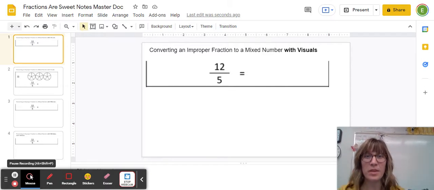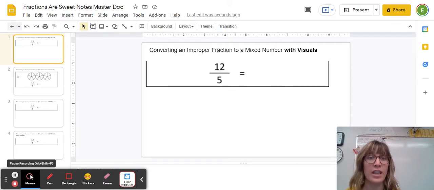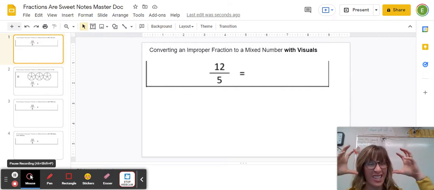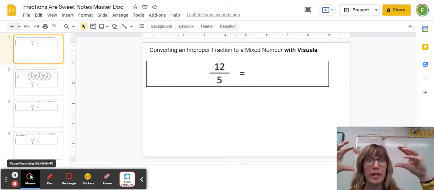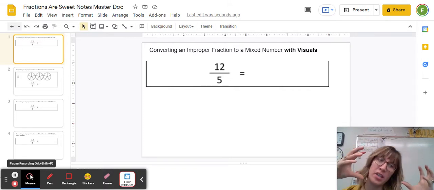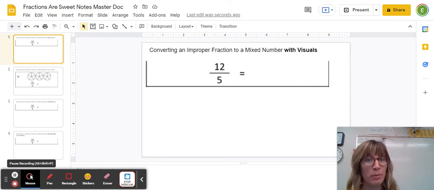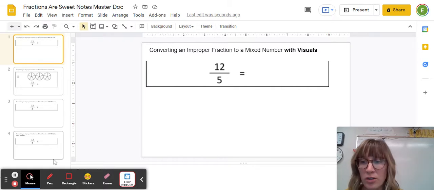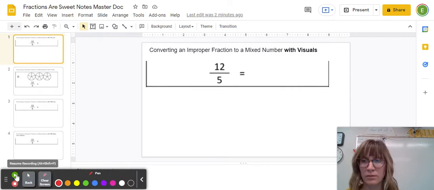Hi guys, so we are going to be thinking here about when you have an improper fraction, meaning it's top heavy, right? The numerator is a bigger value than the denominator. It's called an improper fraction. And sometimes you're going to want to be able to convert that to proper form, which means that you convert it into a mixed number with some wholes and some leftover parts. So here we're going to use a strategy where you're going to end up using some visuals.